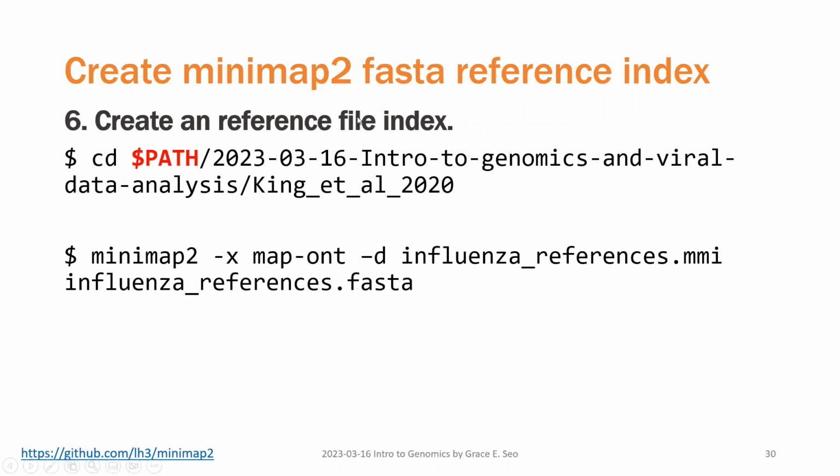Before we can use the reference file, it is better if we create an index for your FASTA file. So we're going to create a reference index file where the reference file is available. I put the reference file, reference_influenza.fasta, in the King AL folder. Whichever path you've used, you can use that to go into the original.